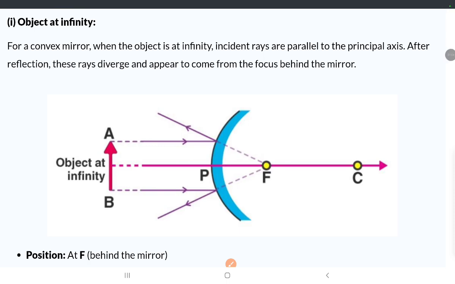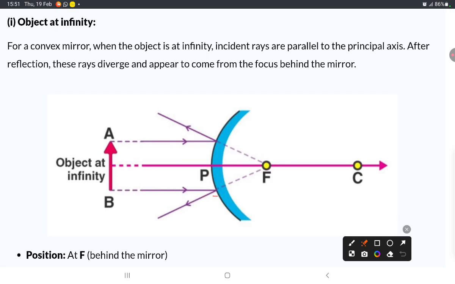Okay, first of all we have to do this. Take a convex mirror. This is the convex mirror I have taken, right? Convex mirror. Then first, one ray: the object is at infinite distance, I have taken, right? The object is at infinite distance, and one ray is coming from infinity, a parallel ray, which will be reflected back.